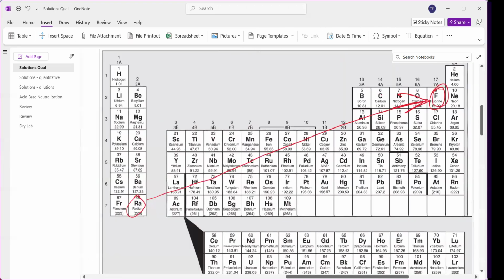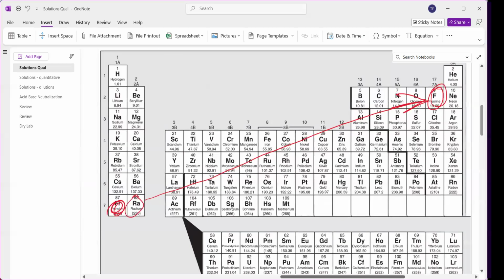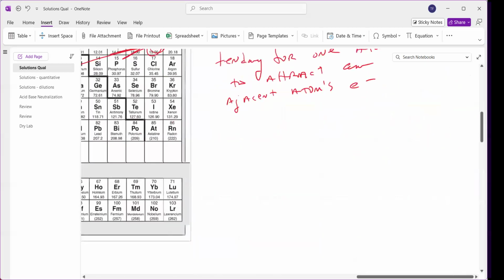Actually, I'm going to go to francium, not radium. And why does francium have the least? It doesn't want electrons at all. Fluorine wants them badly. So in a molecule, let's look at water, for example. Those are two covalent bonds. Remember, covalent bonds are sharing electrons.